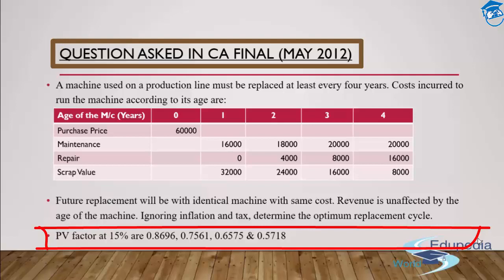Okay, are we guys clear with the kind of question which is being asked in the CA final examination for May 2012? Perfect, guys. Let's move towards how we should proceed while attempting this question in the examination.